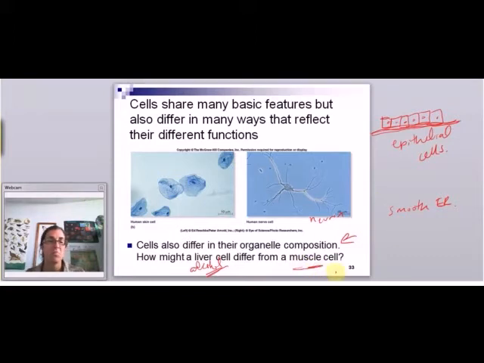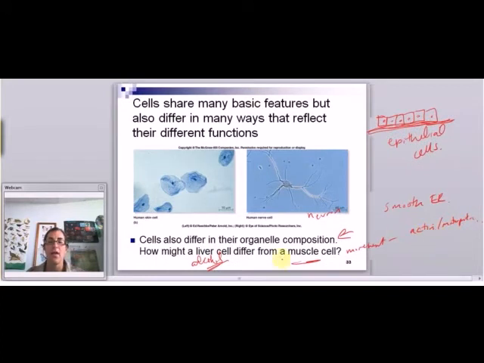A muscle cell, it's not detoxifying. It's really primarily involved in movement. So you're going to see a lot of these filaments. Remember we said actin filaments and motor proteins. So you're going to see lots of that. And then the other thing is muscles use a lot of energy. So you're going to need something that processes energy. So you see a great deal of mitochondria in muscle cells as well. So you have a lot more mitochondria in muscle cells than liver cells, and you have a lot more smooth ER in liver cells than in muscle cells. That's just an example, but depending on the cell type, it's going to have very different composition.